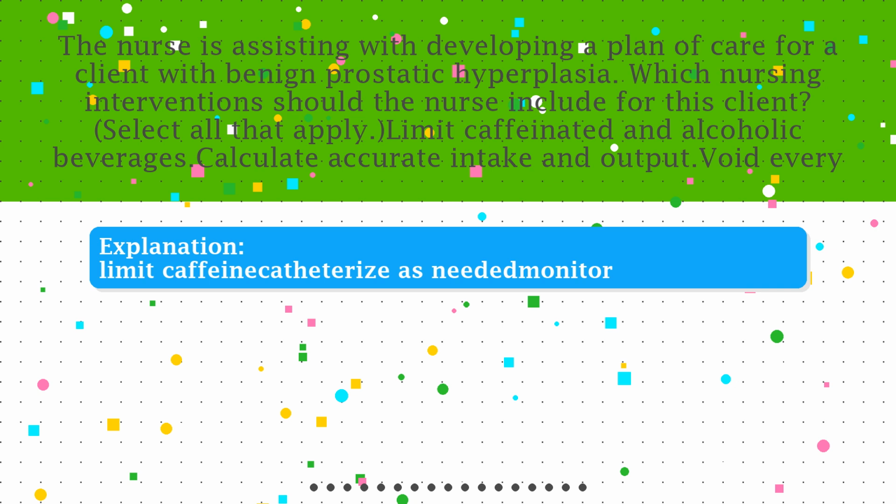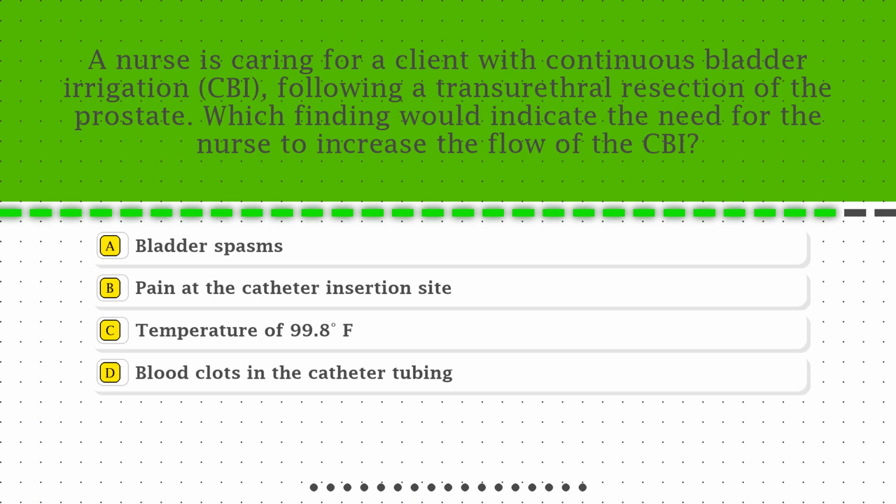Monitor. Question 5. A nurse is caring for a client with continuous bladder irrigation, CBI, following a transurethral resection of the prostate. Which finding would indicate the need for the nurse to increase the flow of the CBI? Option A. Bladder spasms. Option B. Pain at the catheter insertion site. Option C. Temperature of 99.8 degrees Fahrenheit. Option D. Blood clots in the catheter tubing.